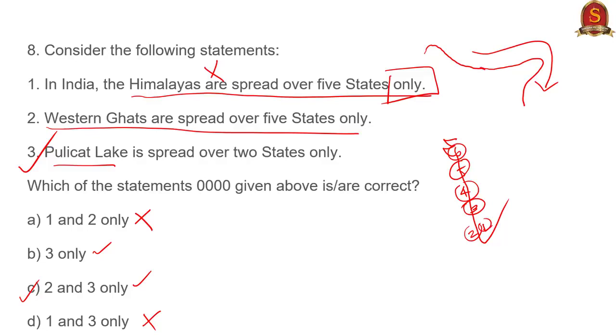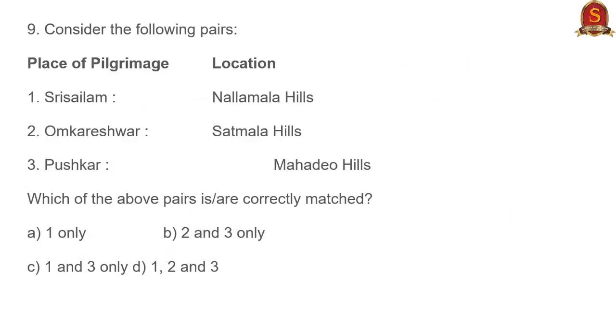But you clearly saw that just by a normal application of logic, you were able to narrow down to 2 options, B and C, so easily without much effort at all. So that is how the questions are designed. You get 1 or 2 right, then you'll be able to narrow down the options. Now let's look at question number 9, place of pilgrimage and location.